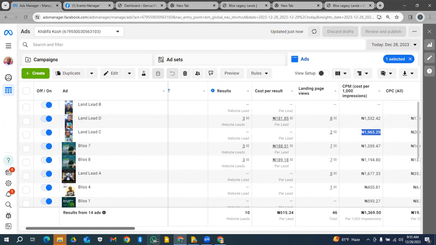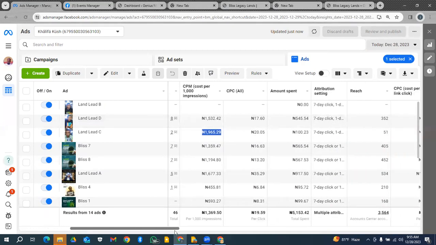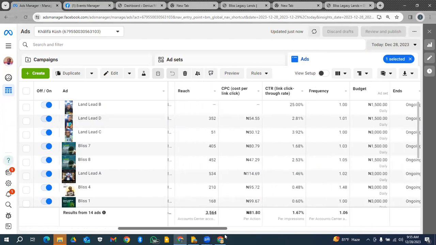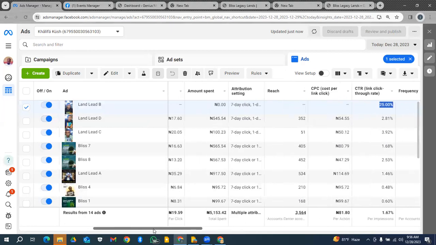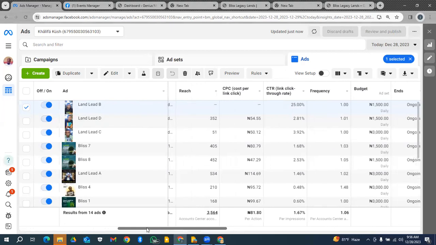So the next thing we want to look at is your CTR, your click-through rate, right? How many people are clicking through your ad and going to your website? So this is our CTR here. Now, obviously, you can see this one is telling us 25%. The reason for this is just that it has not really started spending. You can see it has not started spending. That's why I'm seeing such a humongous figure.